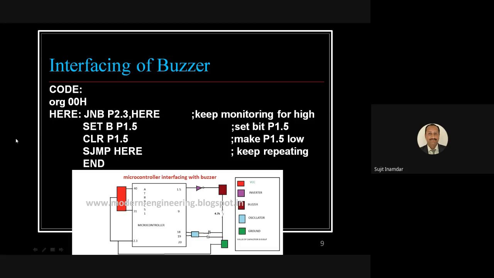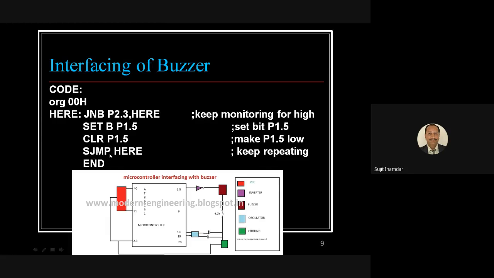मग त्यानंतर पुढच्या कमांडना म्हणजे सॉफ्टवेअर थ्रूच CLR P1.5 ही 0 केलेली आहे. 0 केलेली म्हटले की तो बझर स्टॉप होणार आहे. And this is how the on-off process happens.